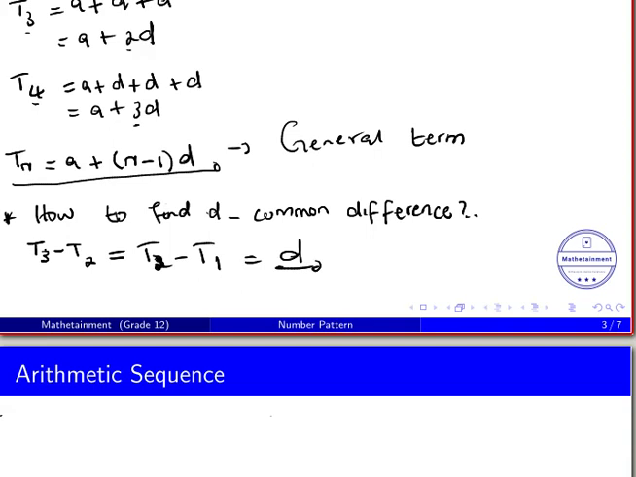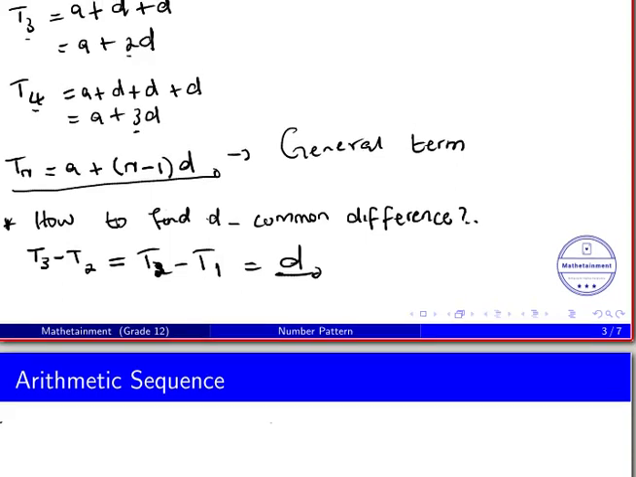But if these two differences are not the same, that means you are no longer working with an arithmetic sequence, you are working with another sequence.